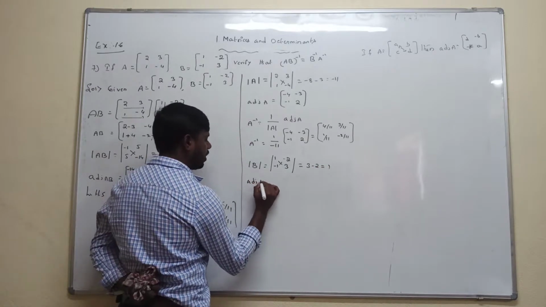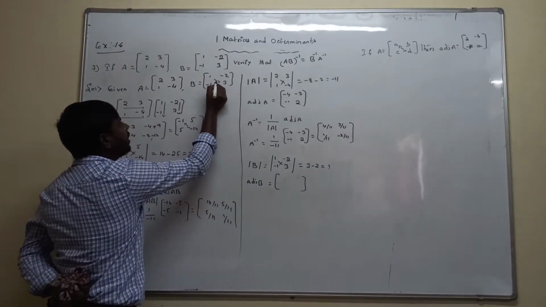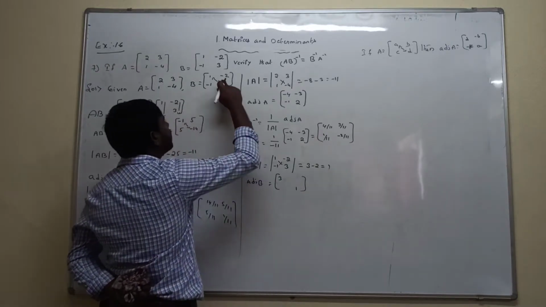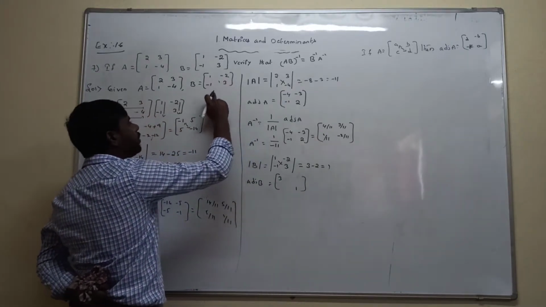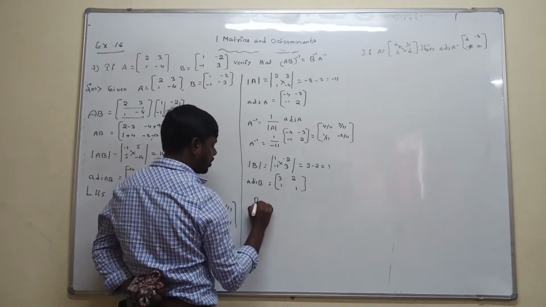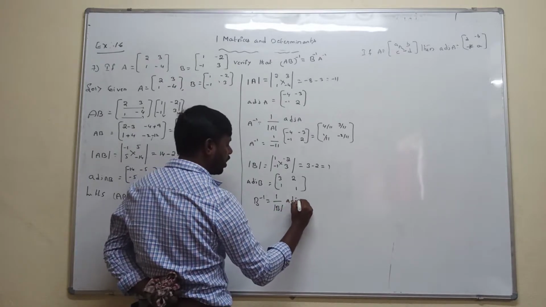Next, adjoint of B. These two elements are interchanged: 1 replaced with 3, 3 replaced with 1. The other two elements do not interchange, only the sign is changed: minus of minus 2 is plus 2, minus of minus 1 is plus 1. So next, B inverse is 1 by determinant of B into adjoint of B.